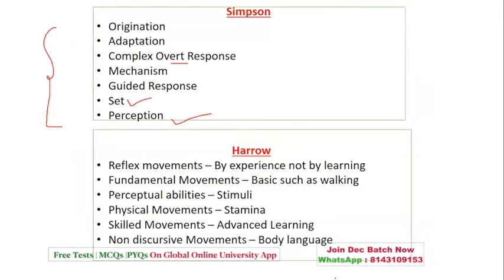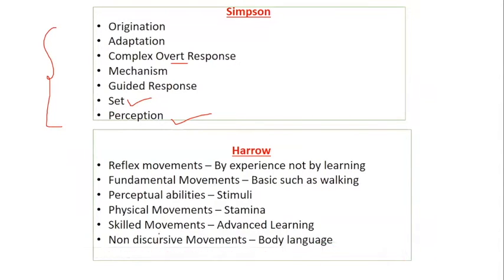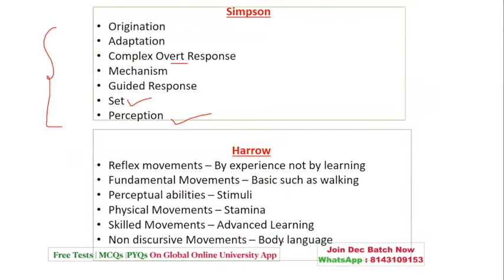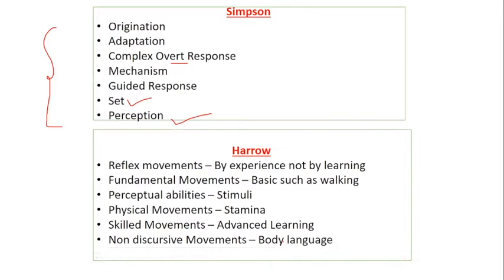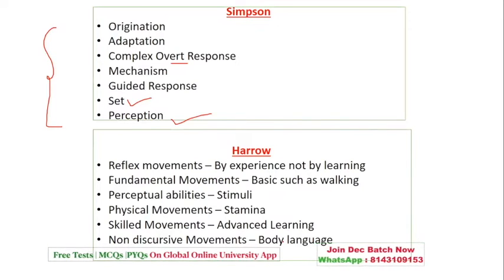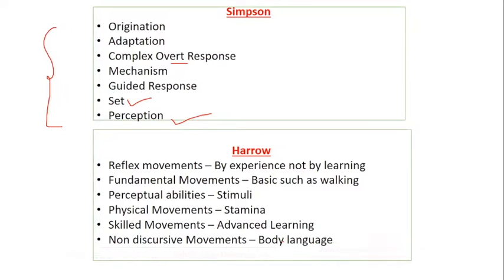Then the steps given by Harrow, which I've quickly written over here. It talks about non-discursive movements, that is body language; skilled movements, which means advanced learning; physical movements, which talks about stamina; perceptual abilities, which means stimuli; fundamental movement, which talks about basics such as walking; and reflex movement, which talks about experience. It talks about an activity which can be learned by experience and not by learning. So these are the taxonomies which were given.